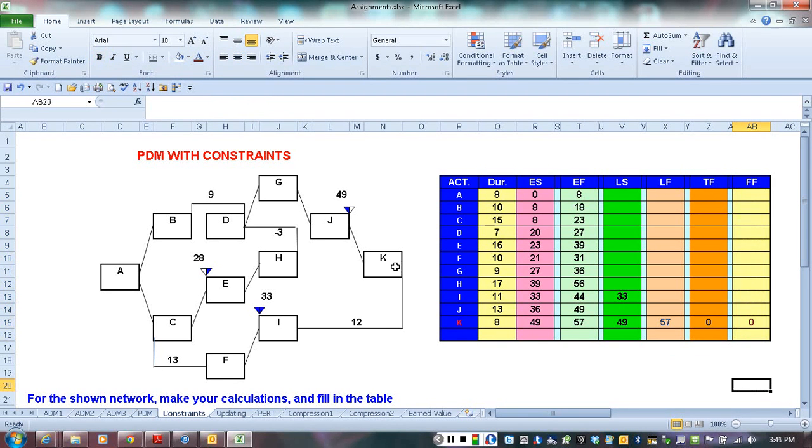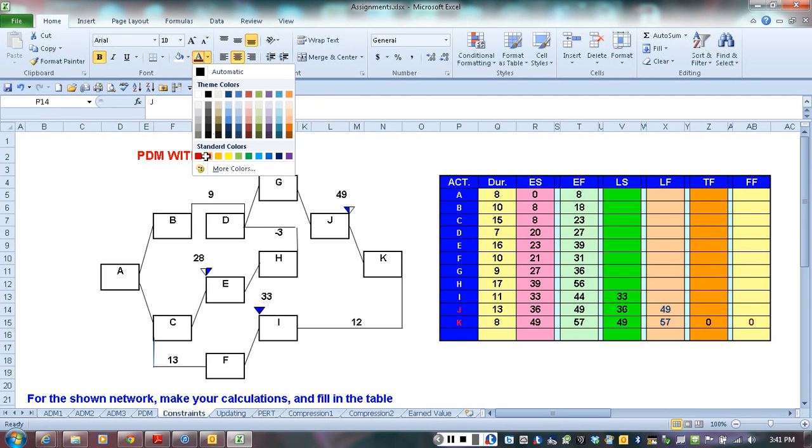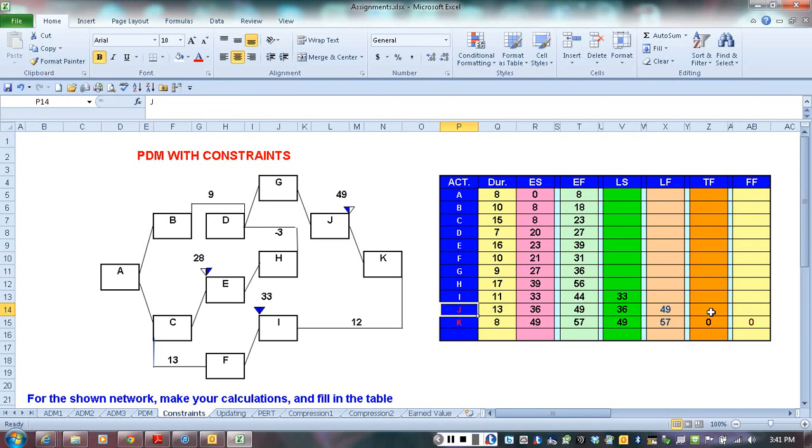Now going back to activity J. Activity J is the one that drove activity K, so most likely, as we can see, the longest path is going to be here at the top. Activity J is going to be critical as well. So here we have 49 minus 13, that's 36. So this again is a critical activity. And a critical activity is 0 total float, 0 free float.